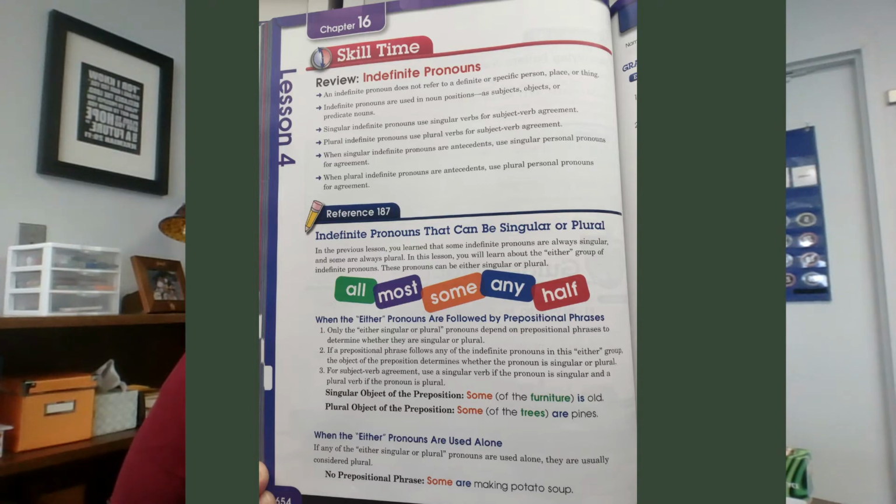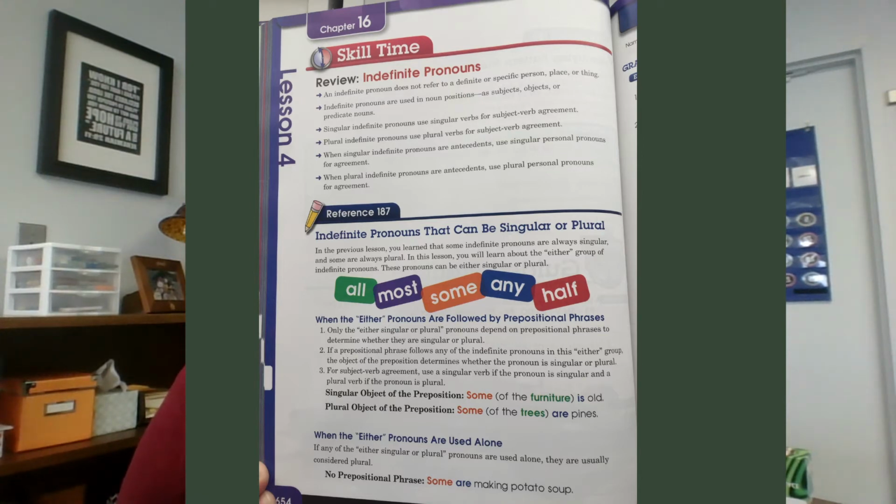The third arrow tells us that singular indefinite pronouns use singular verbs for subject-verb agreement. So again, just like with any pronoun, we have to make sure we have subject and verb agreement. The next arrow tells us that plural indefinite pronouns use plural verbs for subject-verb agreement. And then going on, when singular indefinite pronouns are antecedents, use singular personal pronouns for agreement. And then our last point, when plural indefinite pronouns are antecedents, use plural personal pronouns.